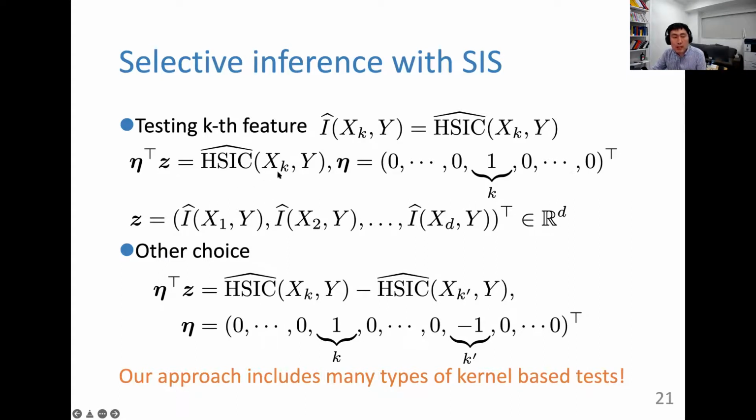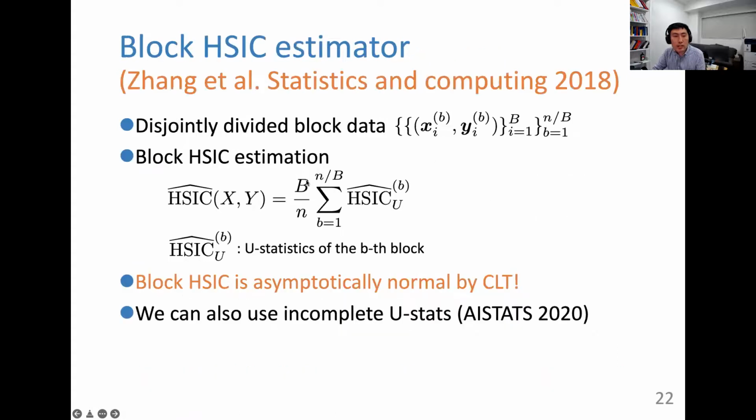For example, the V statistic is biased, so maybe it's not suited for hypothesis testing, but the U statistic is fine. If the two distributions are different, then it's a normal distribution. However, under the null, they are not normal. Therefore, we cannot directly use the U statistic. But the simple solution is to use the block HSIC estimator. This one was proposed by John in Statistics and Computing 2018. This is a quite simple solution.